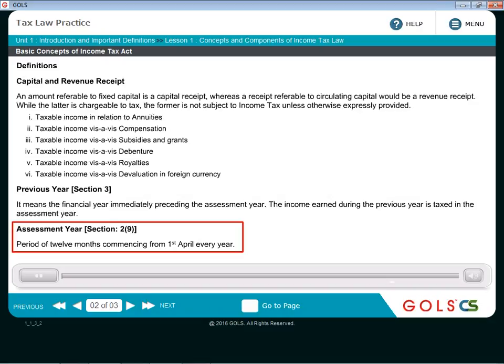The next definition is the definition of assessment year, which is defined in section 2 subsection 9. It means a period of 12 months commencing from the 1st April of every year. Here we have to remember one very important point, that the previous year would always end and after that the assessment year would start. For example, when we talk about financial year 2015-2016, it will end on 31st March 2016. Now the assessment year would immediately start on 1st April 2016 and it will end on 31st March 2017.